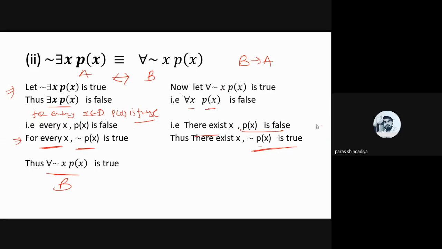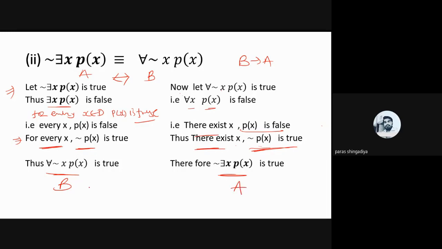What is the meaning of that? There exists x, negation P(x) is true. So how can we write this in the existential quantifier way? Therefore we can write negation there exists x P(x) is true. Okay, there exists x, we are getting one such x where negation P(x) is true. So what is the meaning of that? Therefore we can write negation of there exists x P(x) as true, and that is A.